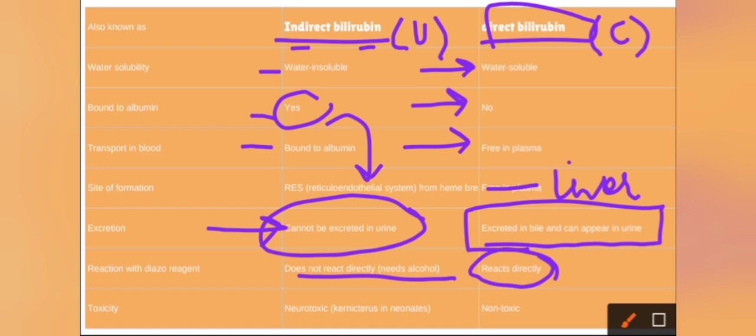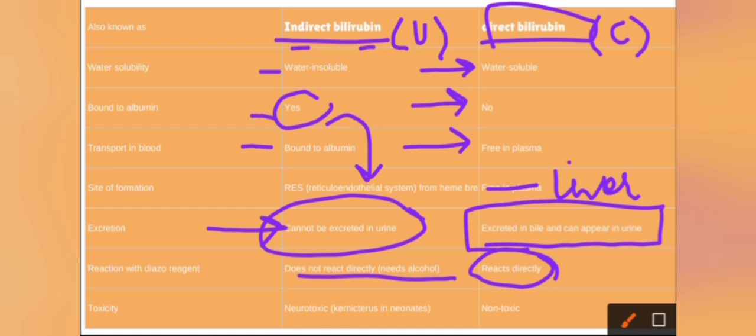Now the next point, about toxicity. As we have seen, the unconjugated bilirubin is water insoluble but lipid soluble. Due to its lipid solubility, it can cross the blood-brain barrier. In neonates or newborns, there is a weak blood-brain barrier, so it crosses the blood-brain barrier and can stain the basal ganglia or neuronal tissue, which is called kernicterus.